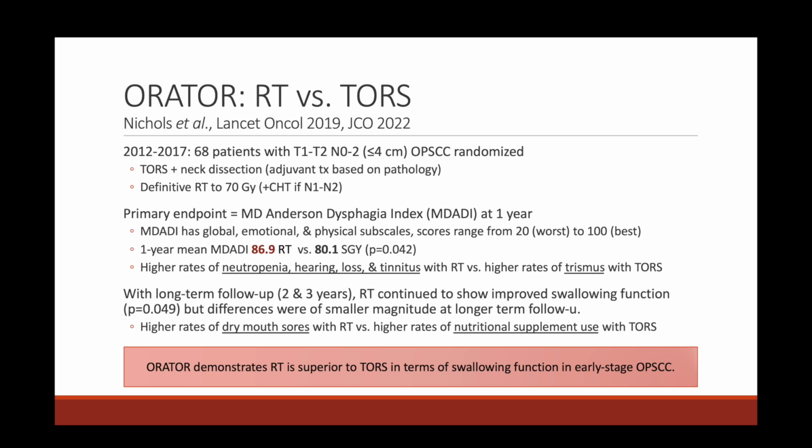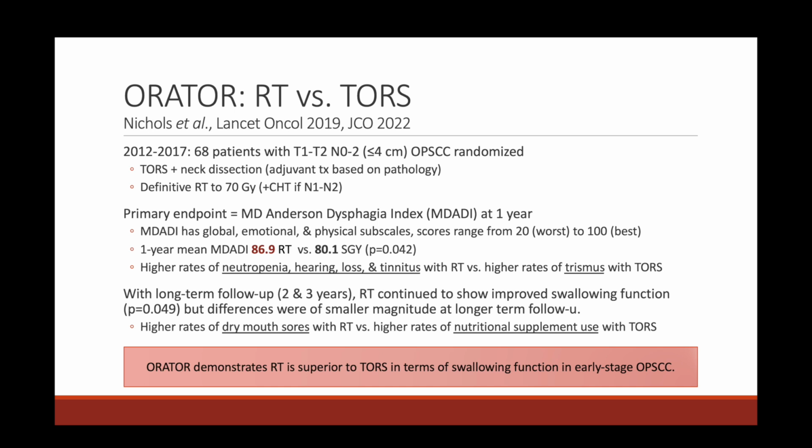So MDADI is meant to measure the level of dysphagia, right? And it has a global, emotional, as well as physical subscale, and scores range from 20 being the worst to 100 being the best. So at 1 year, the mean MDADI score was 86.9 in the radiation arm versus 80.1 in the surgery arm, and that was statistically significant. So 87-ish versus 80-ish, favoring radiation.